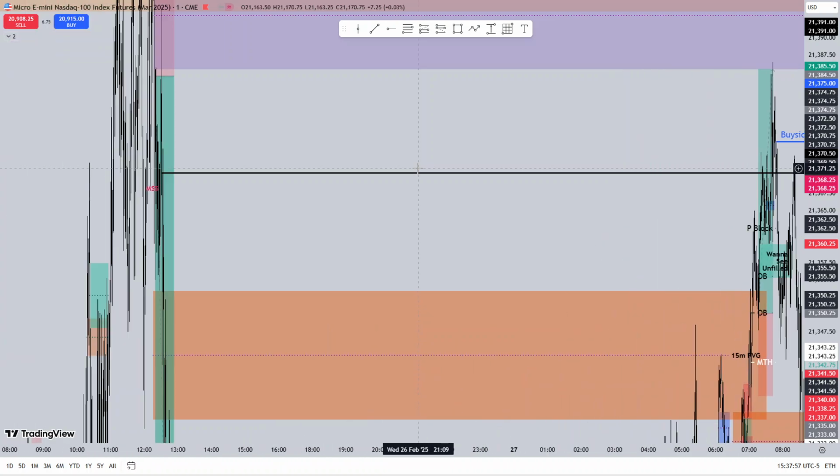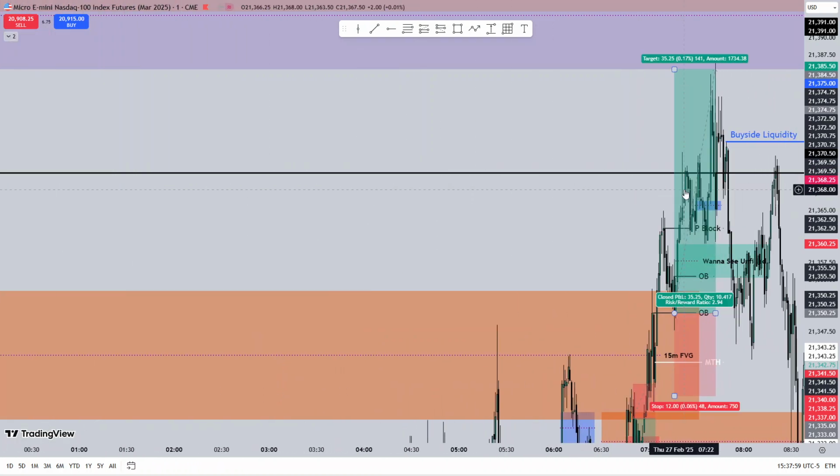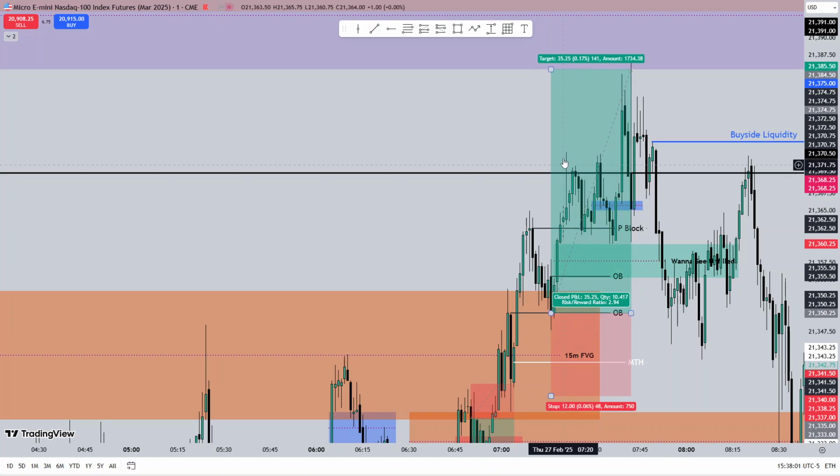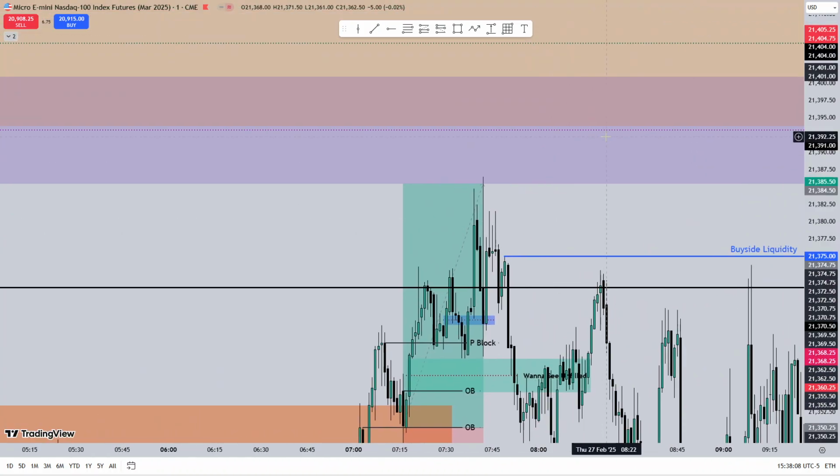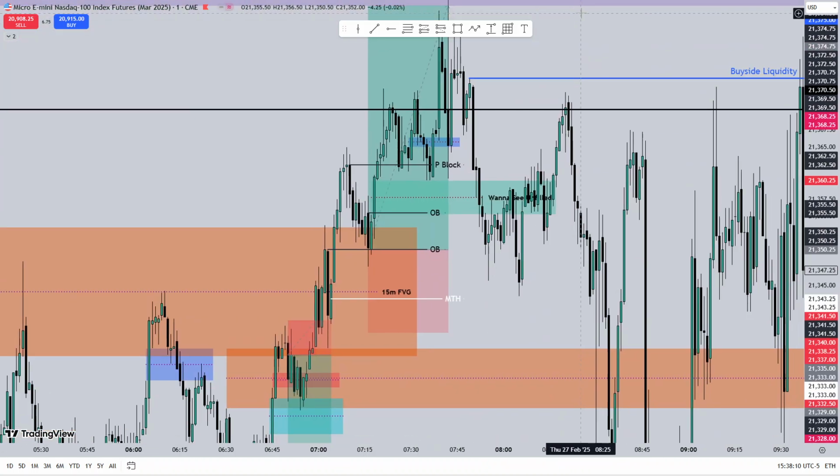This was maybe a last fair value gap. Yeah, this is the last fair value gap. I simply took my first partial on this last fair value gap, then I trailed my stop loss, then I held my trade until this fair value gap.